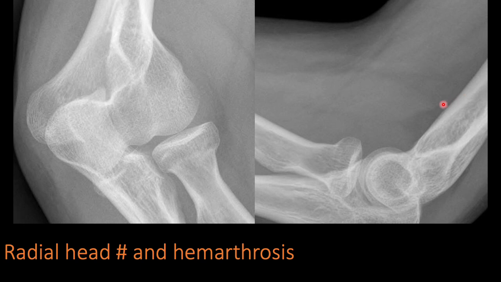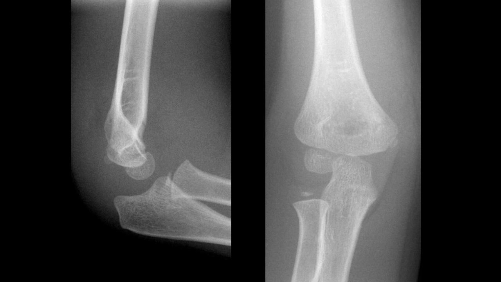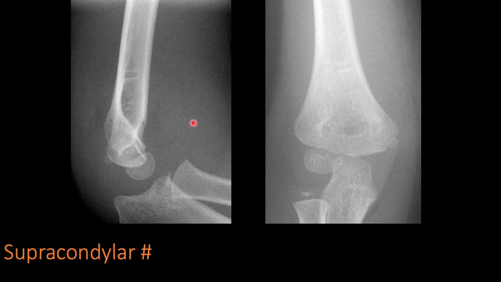Here we have elevation of the anterior fat pad of the elbow on this lateral x-ray, which is compatible with hemarthrosis, and usually this is due to an underlying radial head fracture. Now, although subtle, in this case there is a small cortical defect here, but again, in real life this can be confirmed with further cross-sectional imaging. This is a supracondylar fracture.